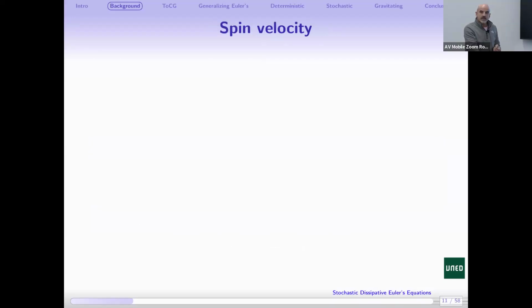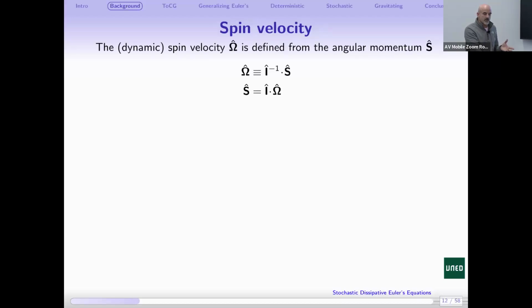Next concept is the spin velocity. The spin velocity is obtained from the angular momentum S, in this particular way: it is the inverse of the inertia tensor times the angular momentum. So this allows you to express the angular momentum as the inertia tensor times the spin velocity.